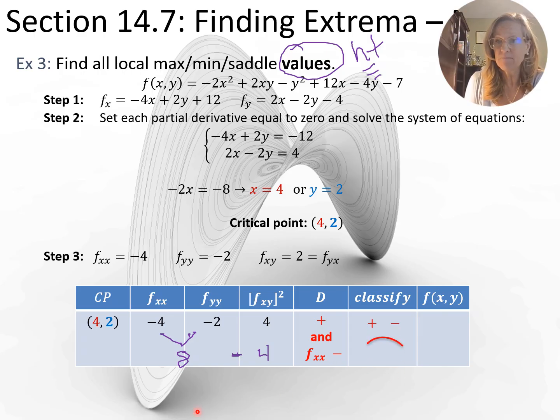Now I'm going to classify them. D was positive, fxx was negative. So I have this frown shape, which means I have a max. And then because they asked for the values, plug 4, 2 into the function. So all the way back here, plug 4 in for x, 2 for y, minus 7. And I got 13 when I was done. Okay, so that one wasn't too bad because my partials were constants. I only ended up with one critical point to test, classify, and then actually find the height.